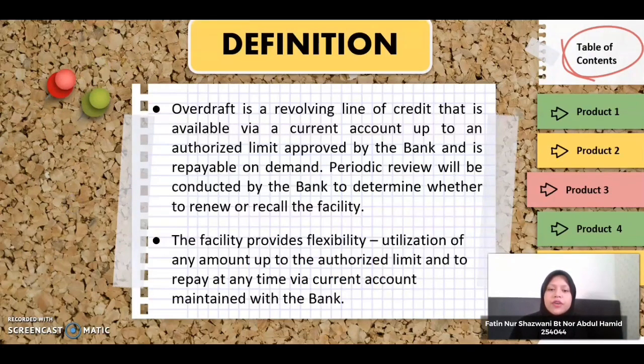Overdraft is a revolving line of credit that's available via a current account up to an authorized limit approved by the bank. It is repayable on demand. Periodic review will be conducted by the bank to determine whether to renew or recall the facility. The facility provides flexibility. It is a utilization of any amount up to the authorized limit, and it can be repaid at any time via a current account maintained with the bank.